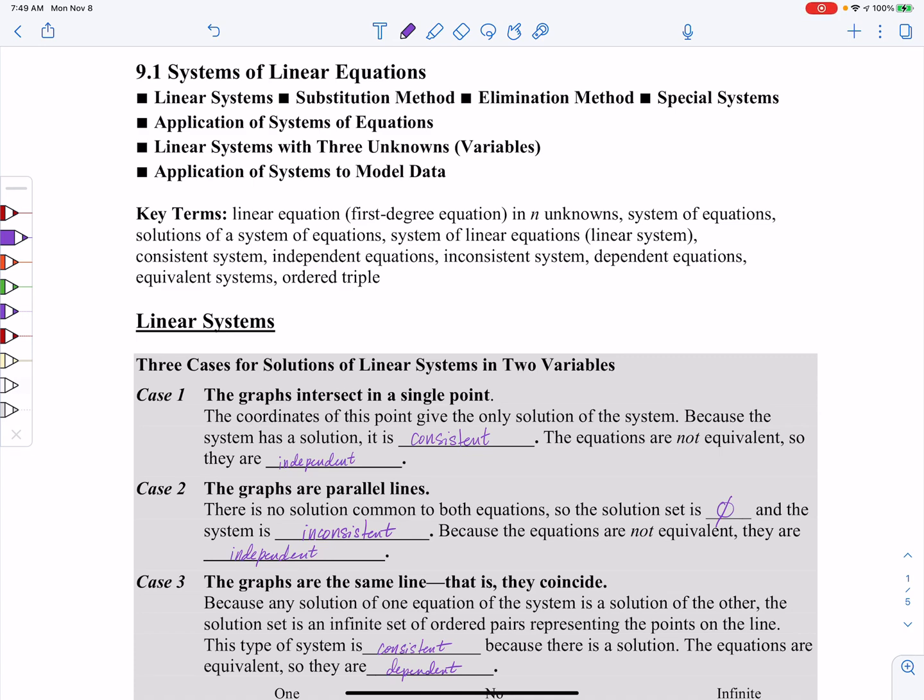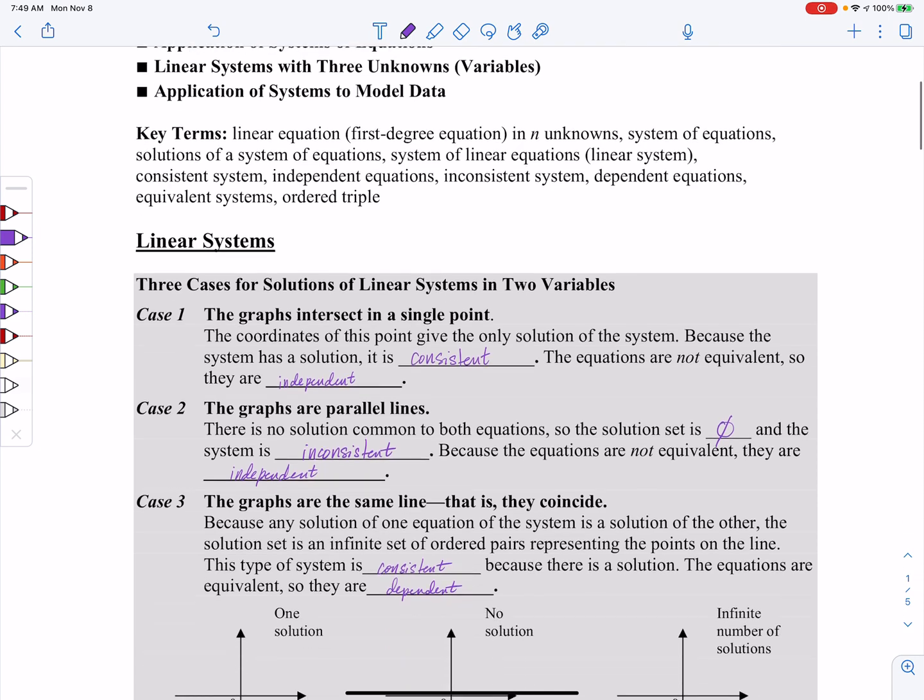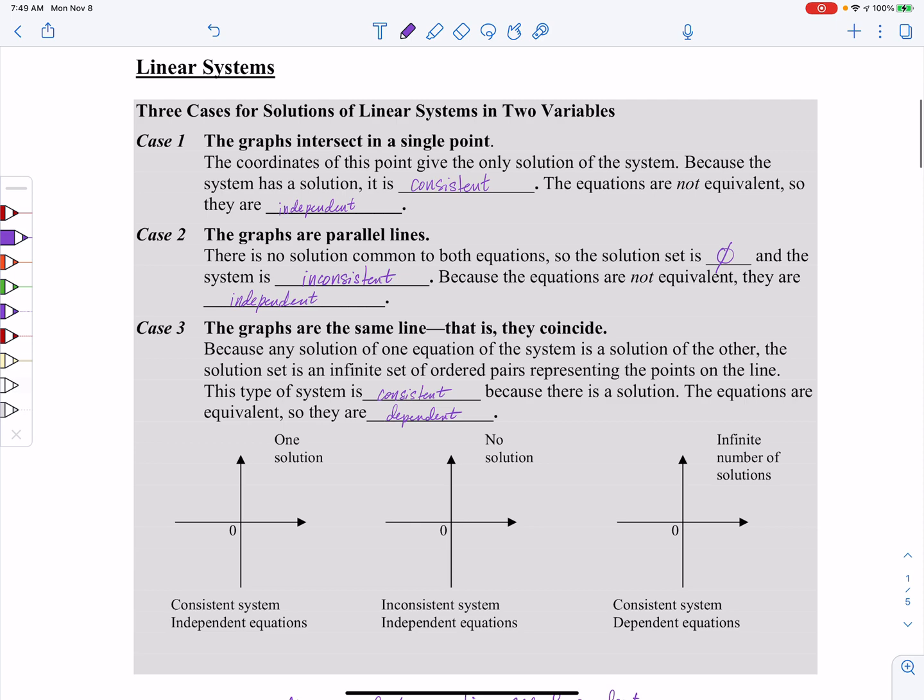All right, so this is going to be a video on section 9.1, which deals with systems of linear equations. The first thing I want to look at is linear systems of equations. In the three cases, this is what they might look like. So case number one is where my two lines will intersect in a single point.